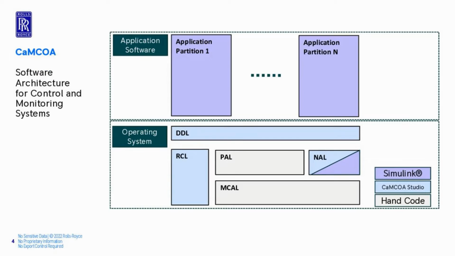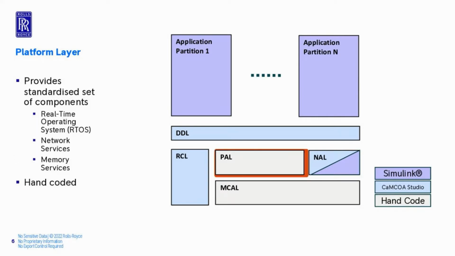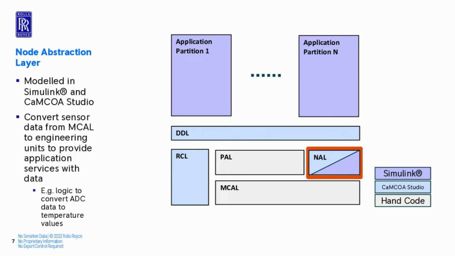So this is the CaMCOA architecture, and over the next few slides, I'll talk through each of the different components. Here you can see the split between application software and the operating system, as well as what parts of the architecture can be generated by each tool or whether they're hand-coded. At the bottom, we have the microcontroller abstraction layer, which abstracts all of the details from the underlying hardware to provide a common interface to the platform layer and the node abstraction layer, and this is hand-coded. We next have the platform layer, which provides common operating system functions, such as scheduling facilities, networking facilities, and memory management. Again, this is hand-coded.